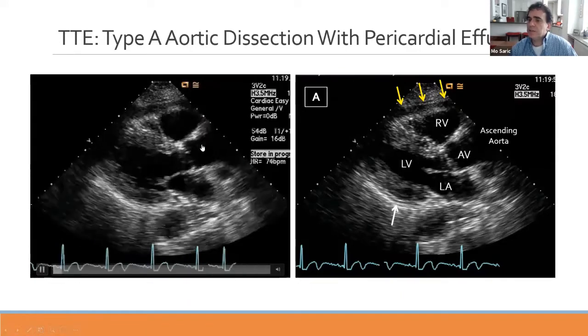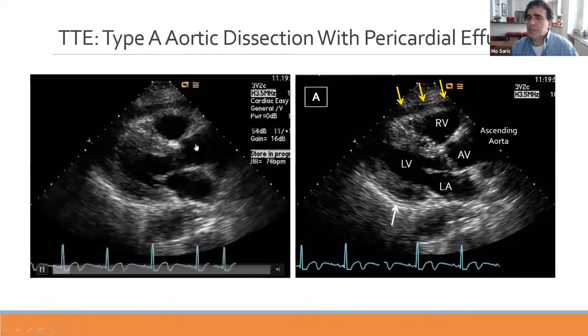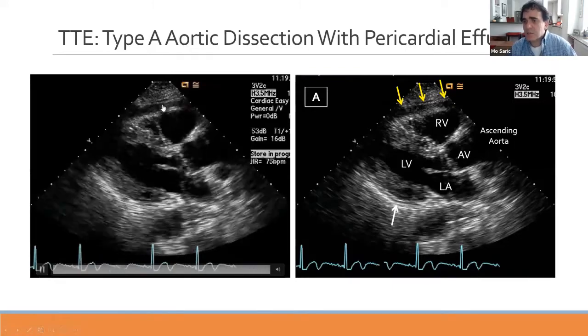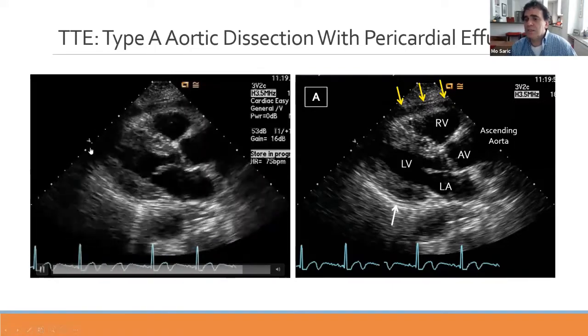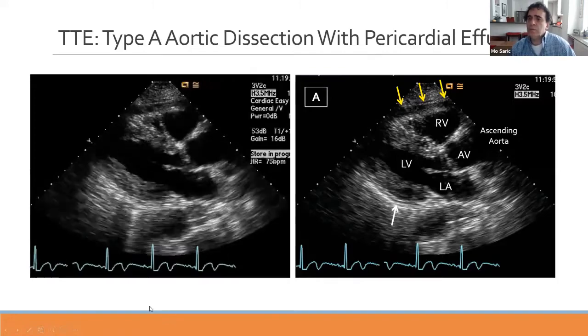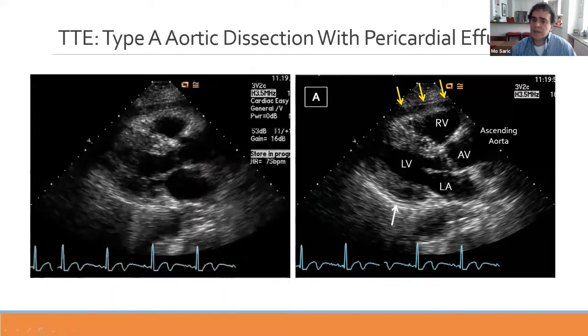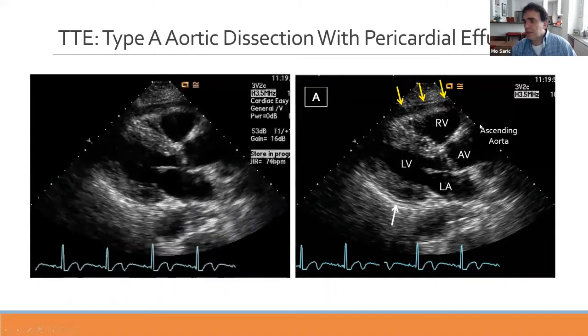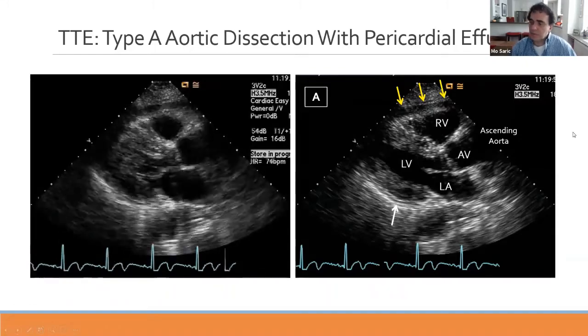Dissection flap in this patient could not be well visualized by transthoracic, but its consequence, which is pericardial effusion, a circumferential one, can be. And recognition of a new pericardial effusion with severe chest pain should always raise the possibility of type A dissection in appropriate clinical setting.